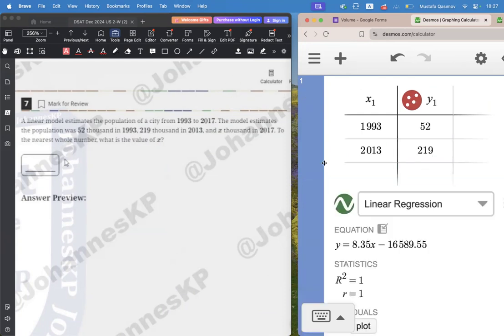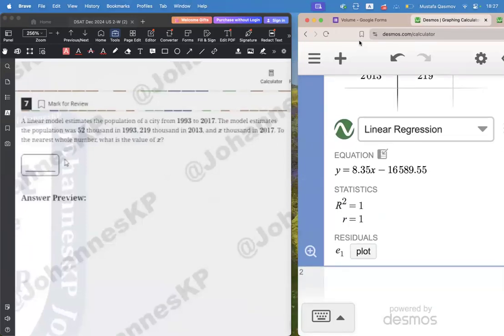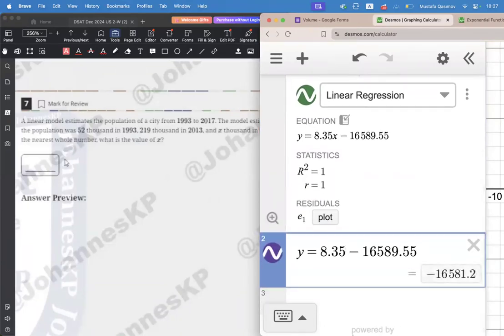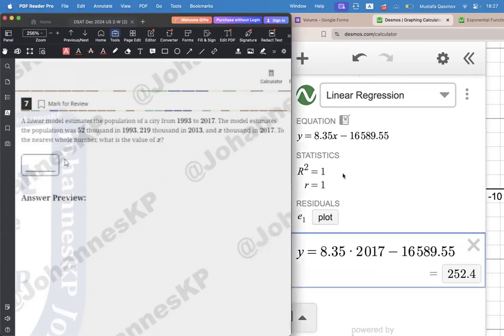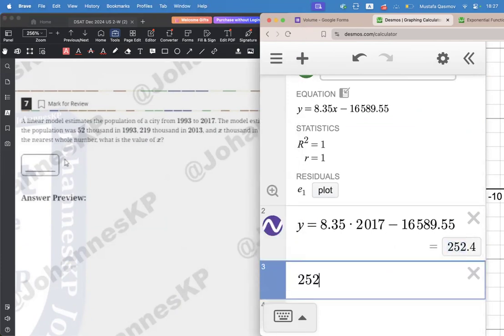Then press that one, you will get this function. Then say x at 2017, it means that the value of x is equal to 2017. Then press that one, export, and write 2017 instead of x. So the answer is 252.4. But it says nearest whole number, so you must do rounding. It will be 252. Okay.